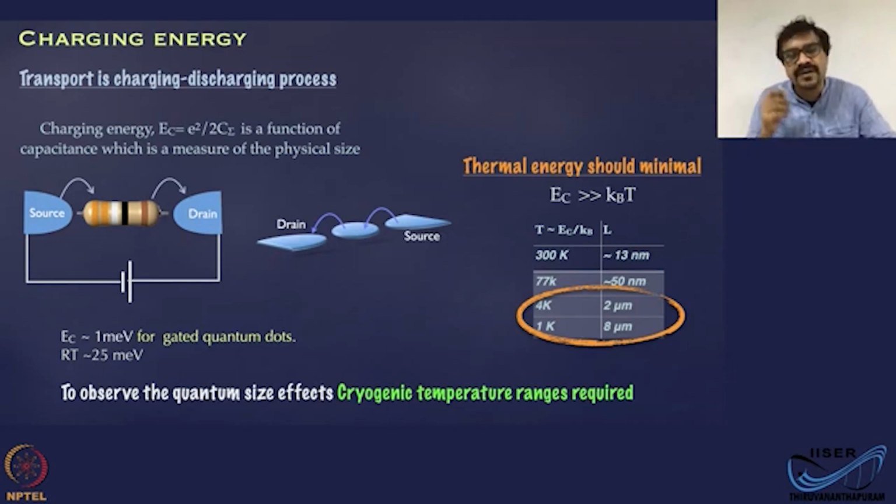Now, from basic electrostatics, you know that to add a certain amount of charge to a certain material with a certain capacitance, you need to apply a certain energy. That energy is generally called the charging energy, which is given by the equation e squared by 2 C sigma, where C sigma is the self-capacitance of that body. And we know that self-capacitance is a geometrical quantity, which is a measure of its physical size. Larger objects will have larger capacitance.